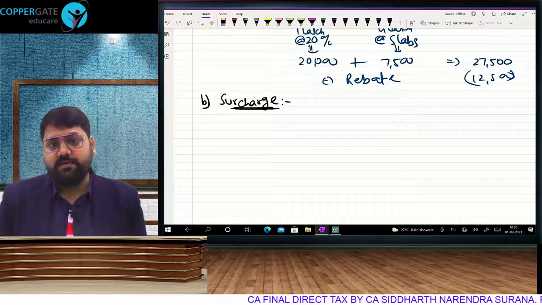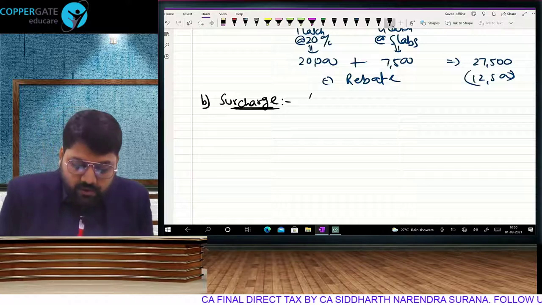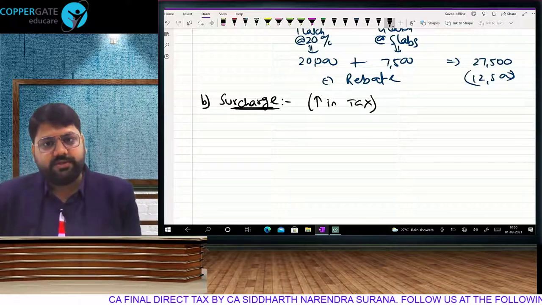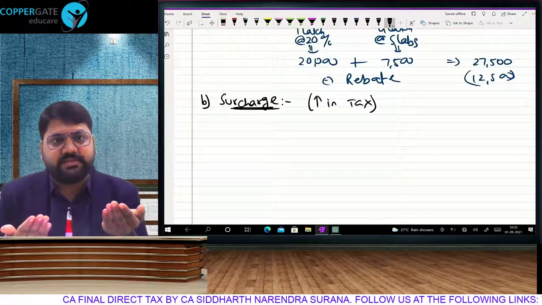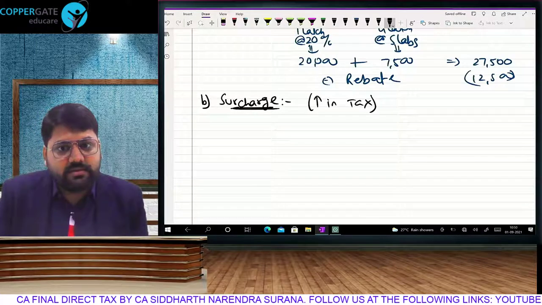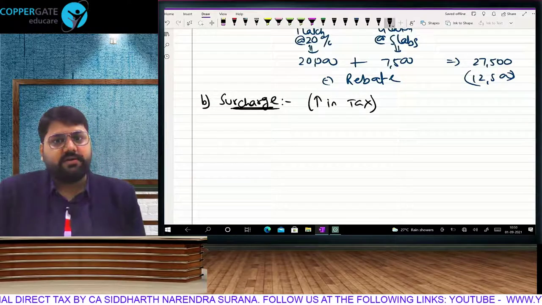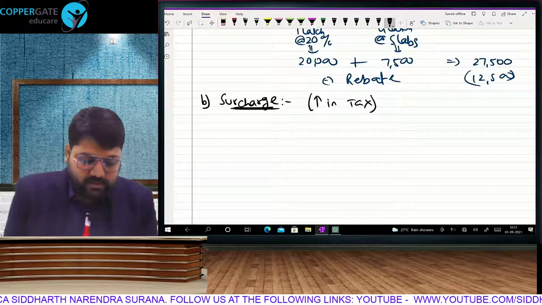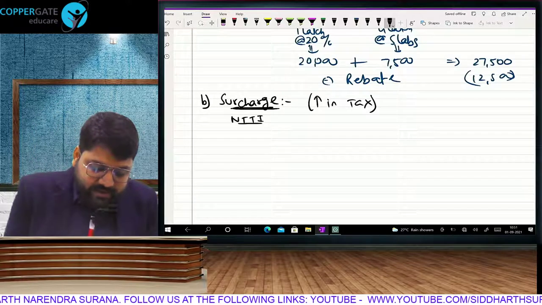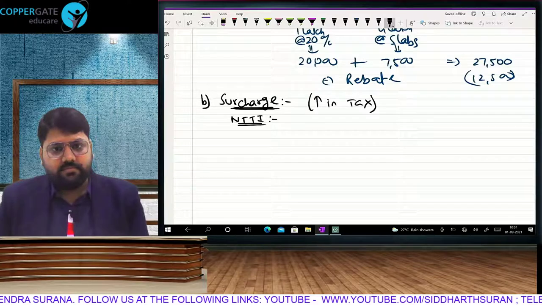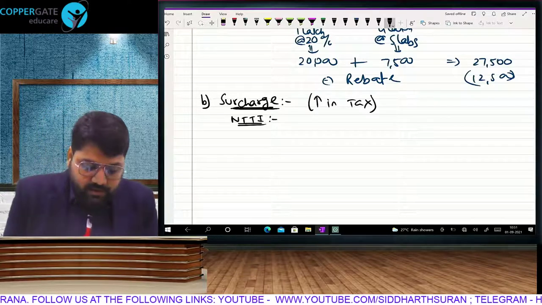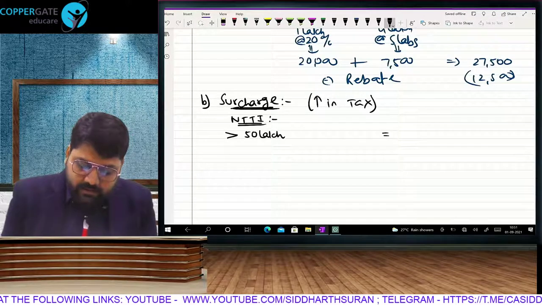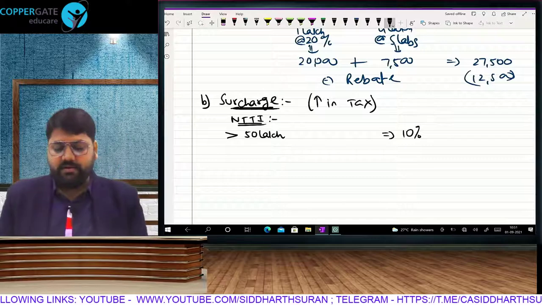Surcharge is for rich people. It is going to be an increase in tax liability if you are super rich. What is the difference between rebate and surcharge? Rebate will reduce your tax and surcharge will increase your tax. When will surcharge come? It will depend on your net taxable total income. Pay very careful attention. If your NTTI exceeds rupees 50 lakh, there will be 10% surcharge.